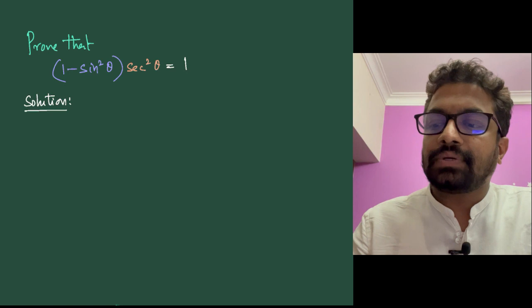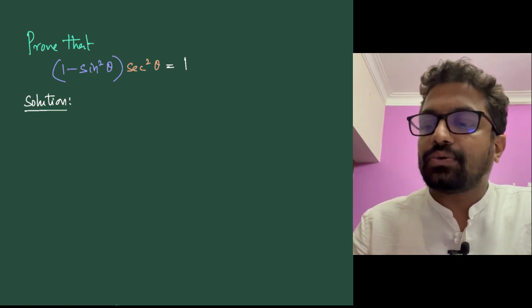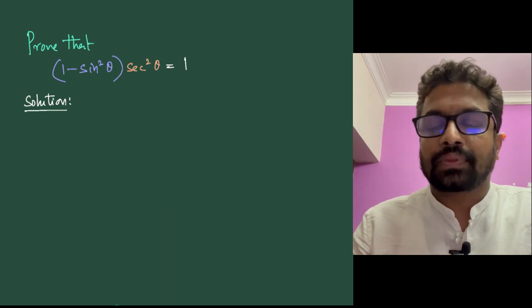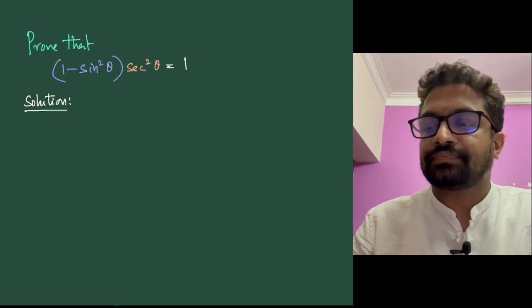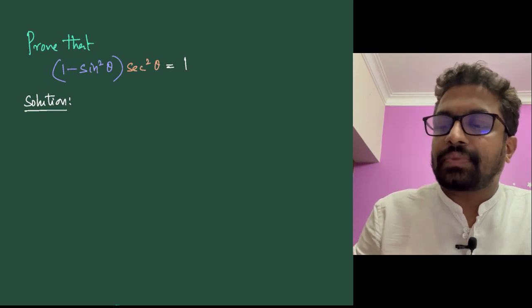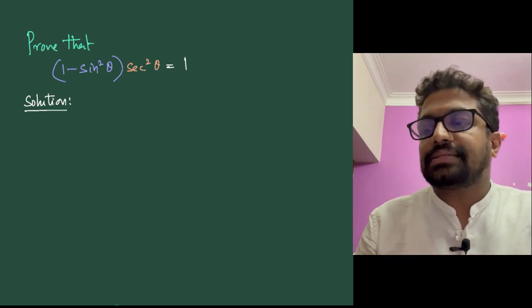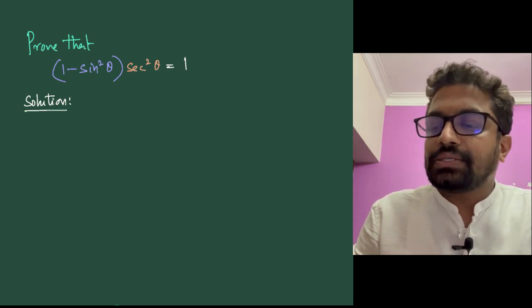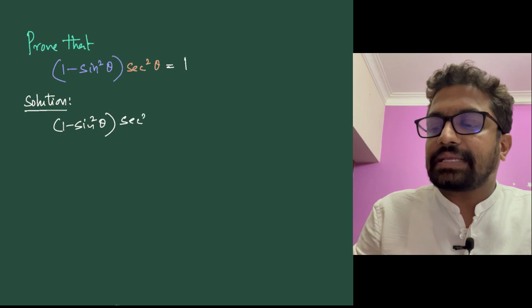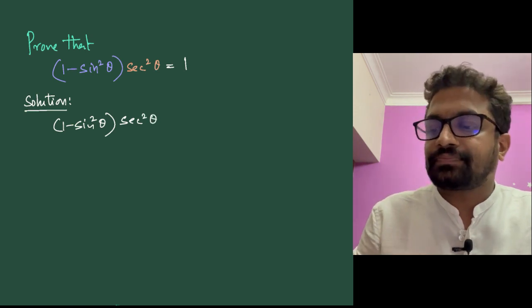Say we have a question like this. Prove that 1 minus sin square theta times secant square theta equals 1. So here LHS is 1 minus sin square theta times secant square theta and RHS is 1. So let's start with LHS and I will manipulate this LHS so that I reach RHS, that is 1. So LHS is 1 minus sin square theta times secant square theta. So just write only LHS.